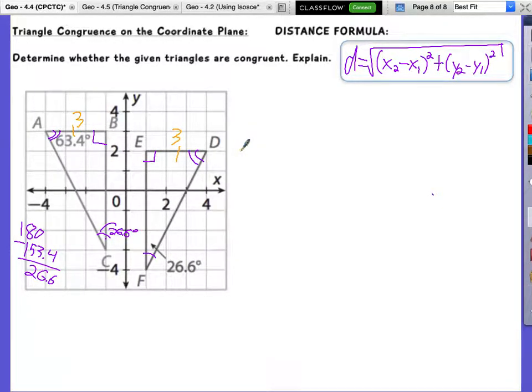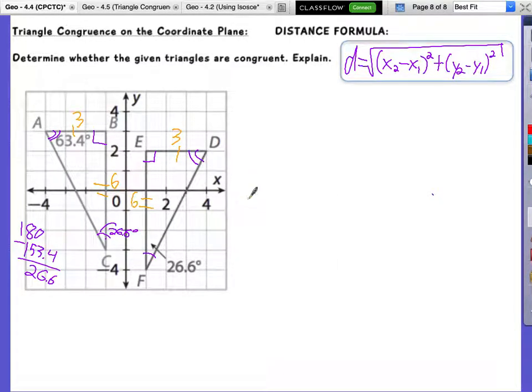What about side BC? What would the length be? 6. How do we know that? We can count. What would that match up with on this one? EF. What's the length of EF? 6. Does that match up? No. So let's give that 2 tick marks.